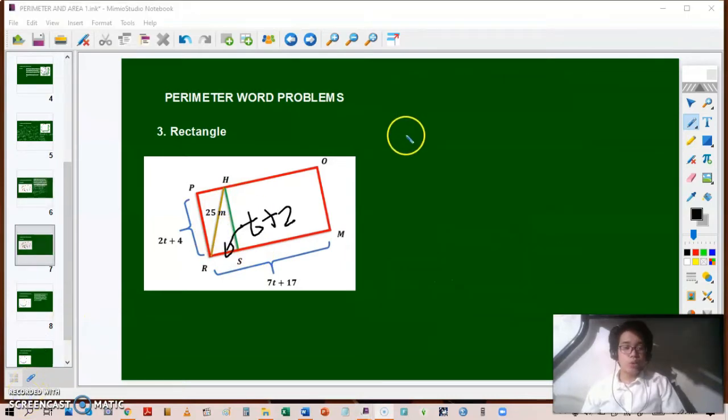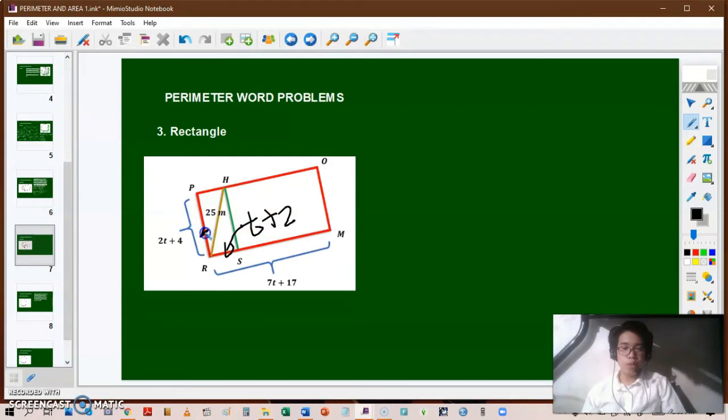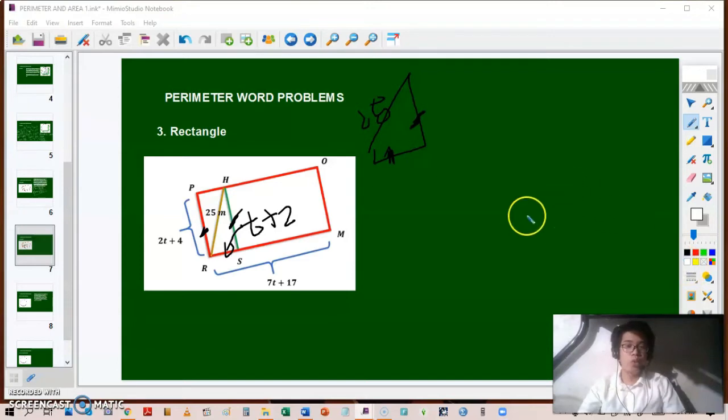Now guys, we're going to try to find the value of t by using the Pythagorean theorem again for solving for the measurement of t. Since we know that side PR is parallel to side HS, since PHSR is a rectangle, then we can say that we have already formed a triangle right there. So this one measures 25, this one measures 2t plus 4, and this one at the bottom measures t plus 2, from the one that we solved a while ago.